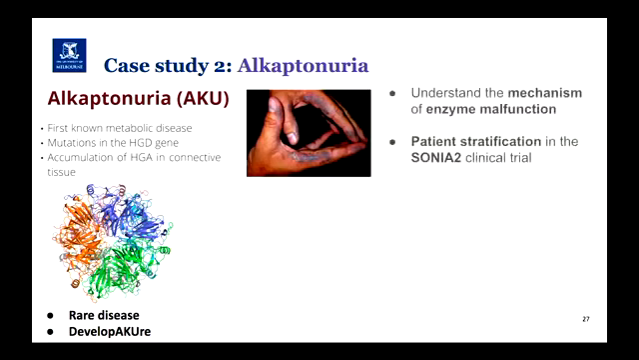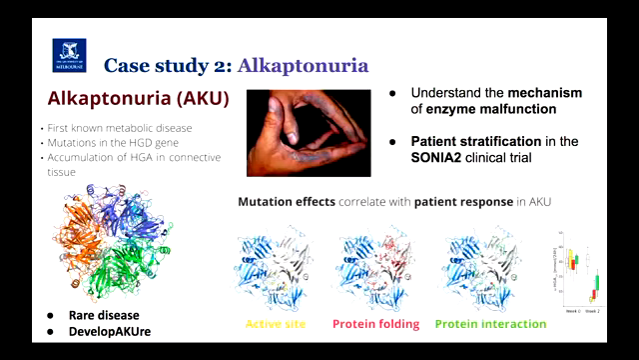What we did with him was try to understand the mutation effects in alkaptonuria and the potential molecular mechanisms of protein malfunction. At that time, there was a clinical trial going on called SONIA-2. And surprisingly, what we identified using computational methods was that mutation effects correlated with patient response once we stratified patients. We were able to classify the molecular mechanisms using computational tools into 3 groups: mutations affecting the active site of the enzyme, mutations affecting protein folding, and mutations affecting protein interactions.